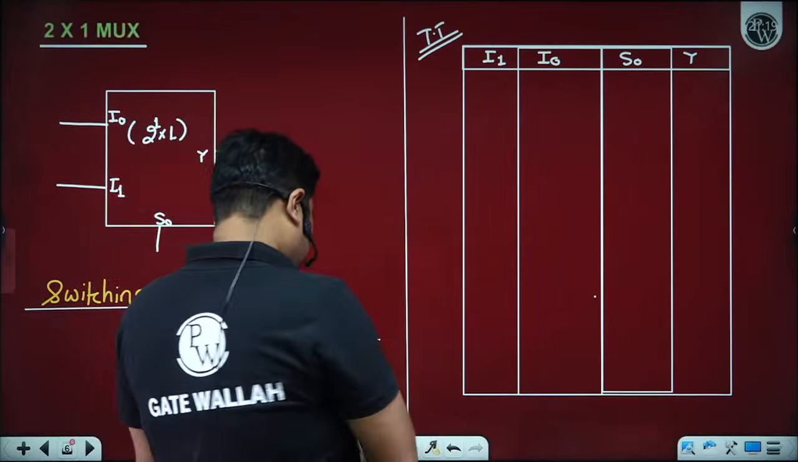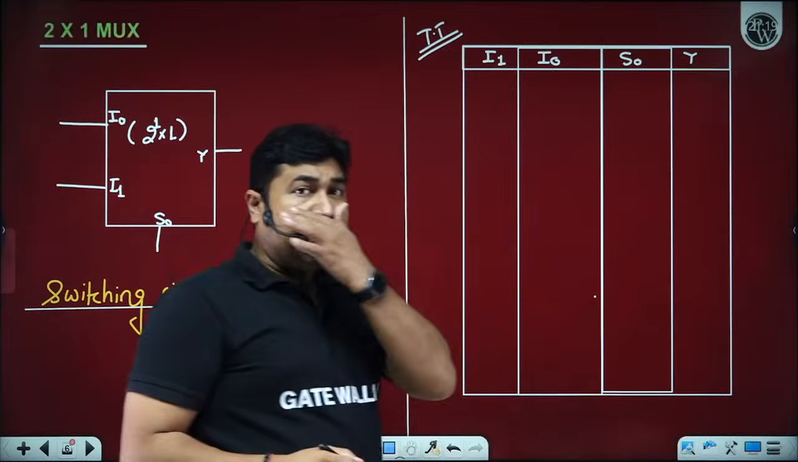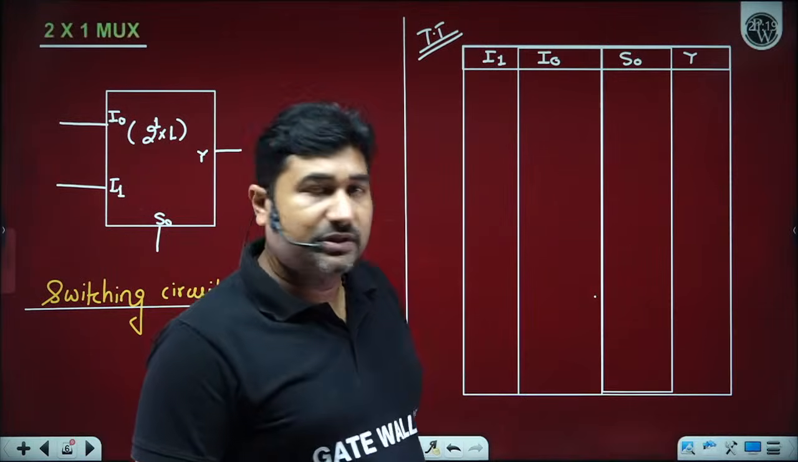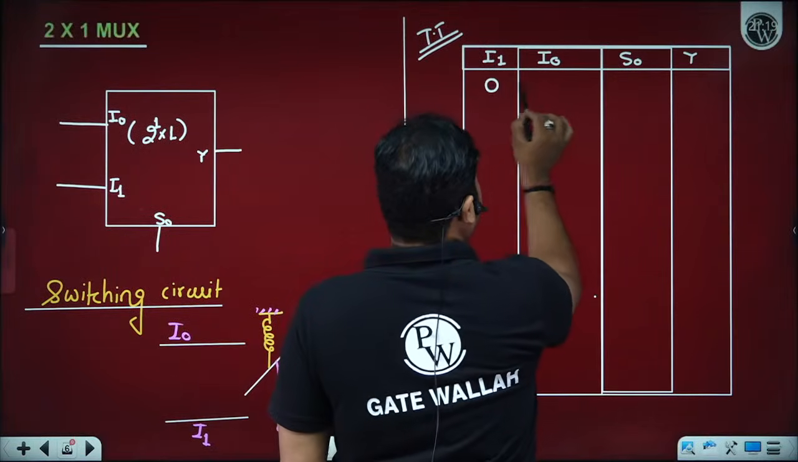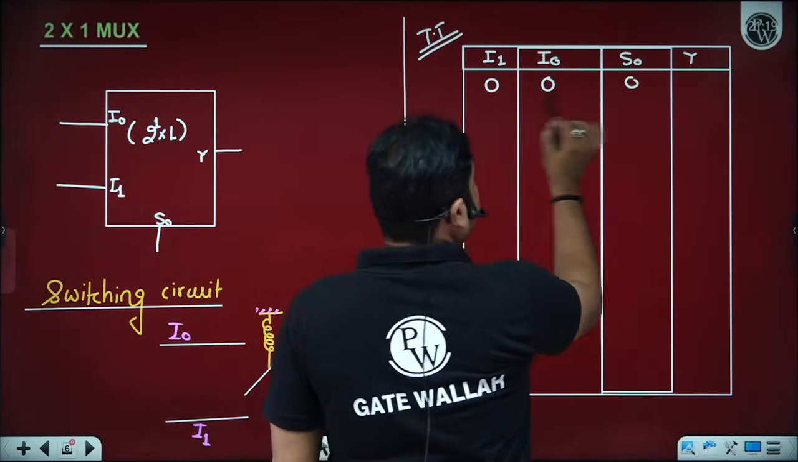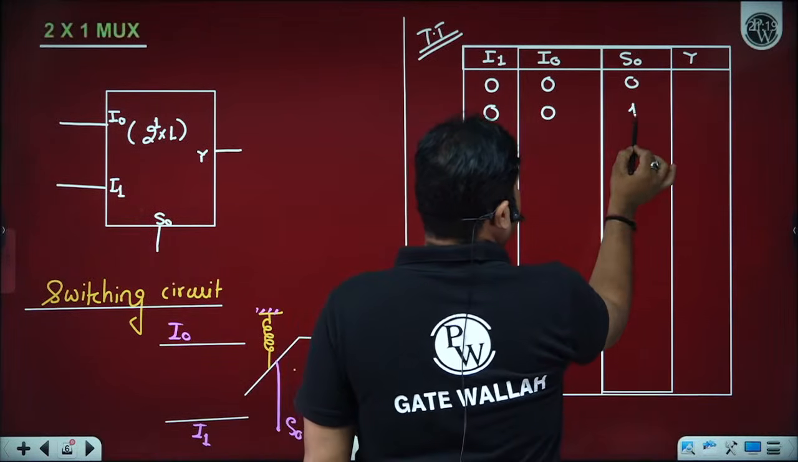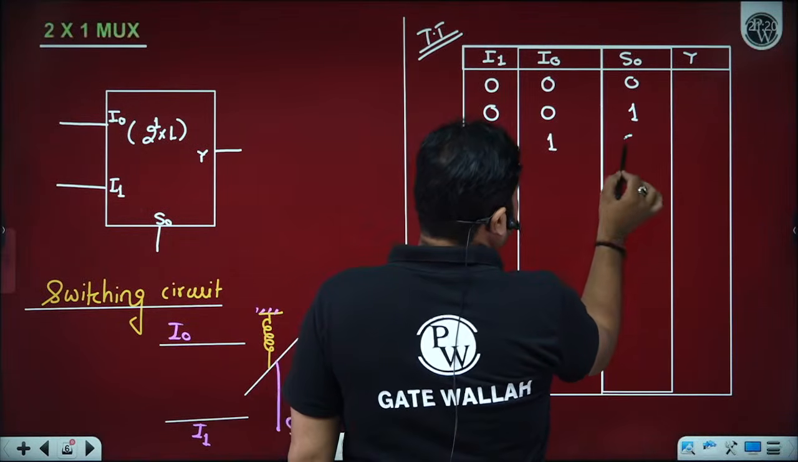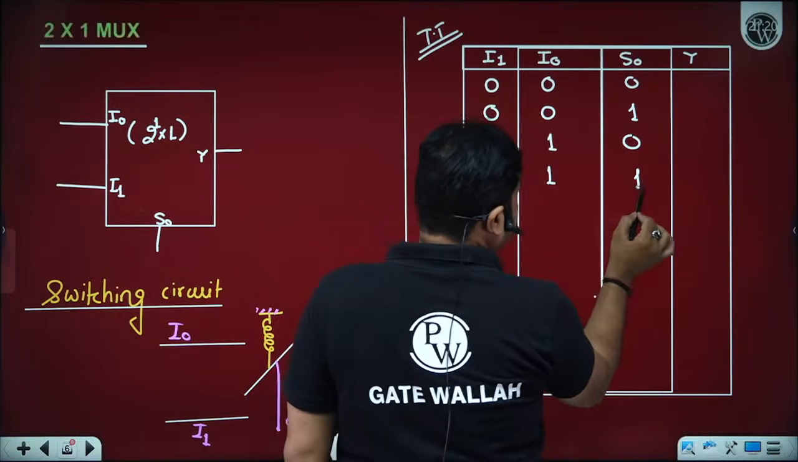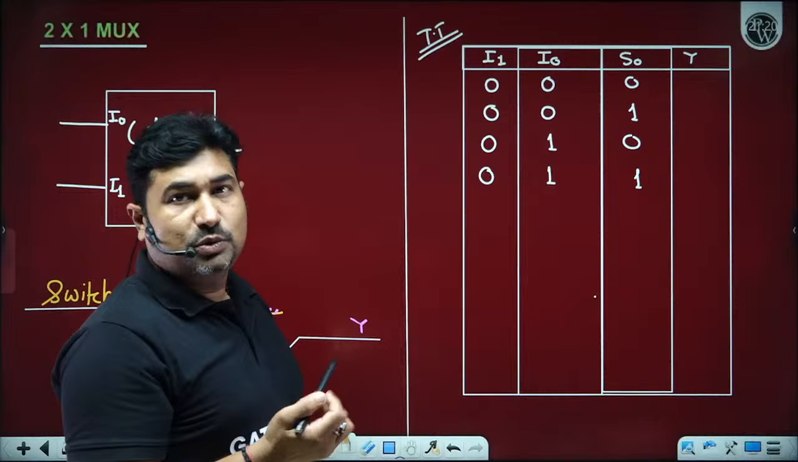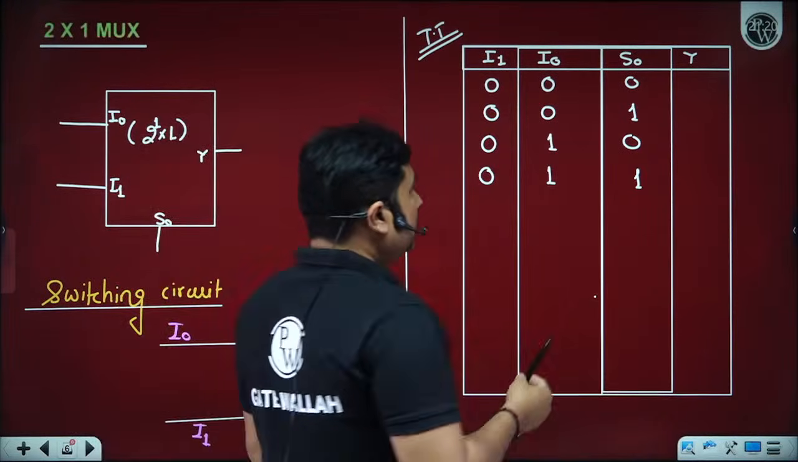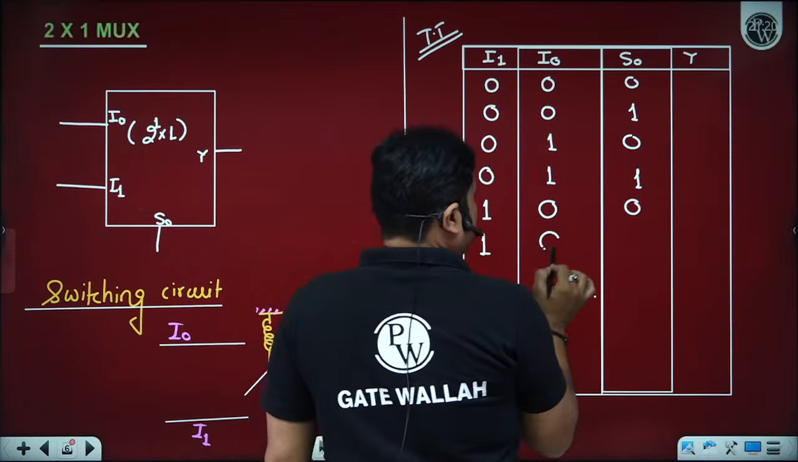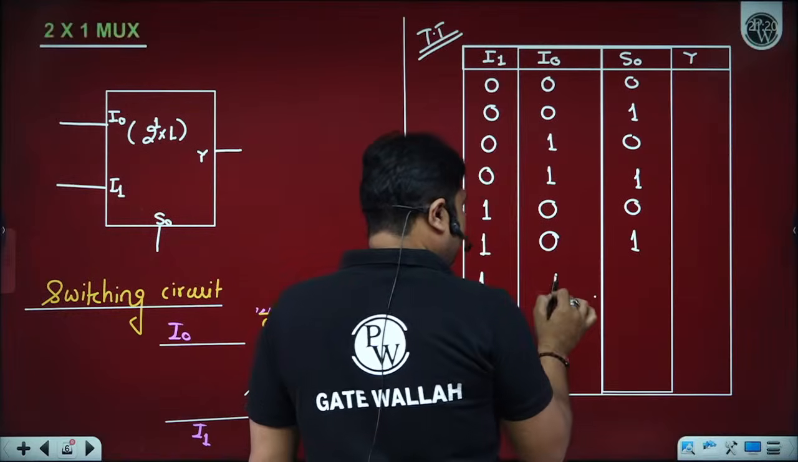So what are the possibilities in terms of logic levels for the inputs I1, I0 and what are the possibilities of S0? Either all are low, or any one of them is high, or any two of them are high. Now we have 3 input conditions: 2 are the input pins, 1 is the select. Or all are high.